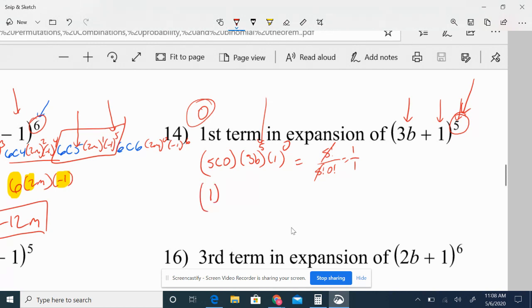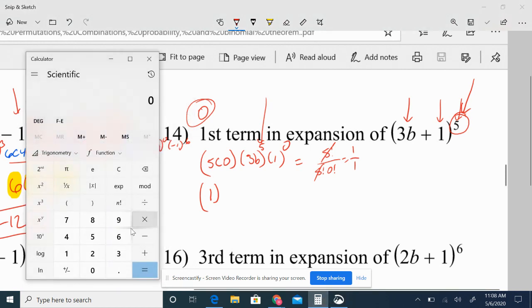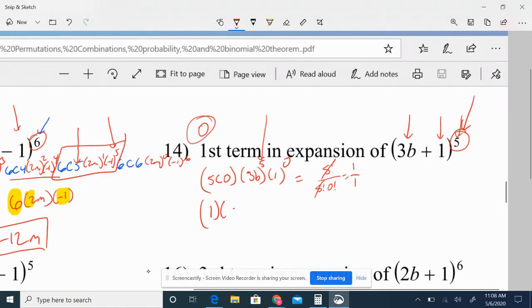How much is 3 to the 5th? I'm actually going to grab my calculator here. 3 to the 5th, it tells me it's 243. So 3b to the 5th will have to be 243b to the 5th.